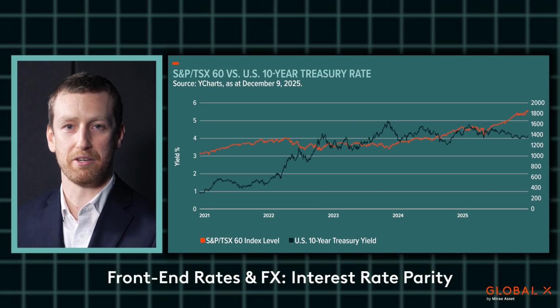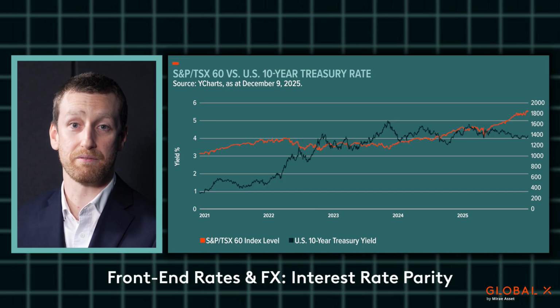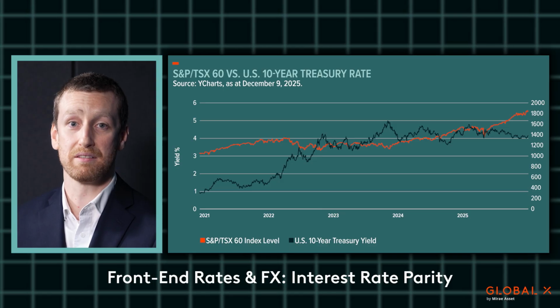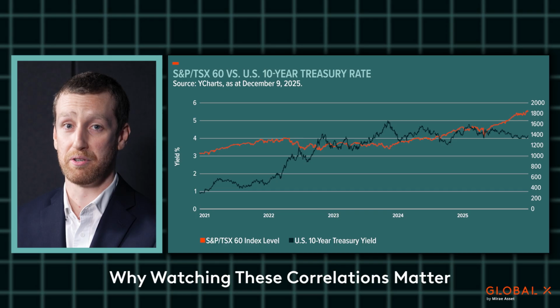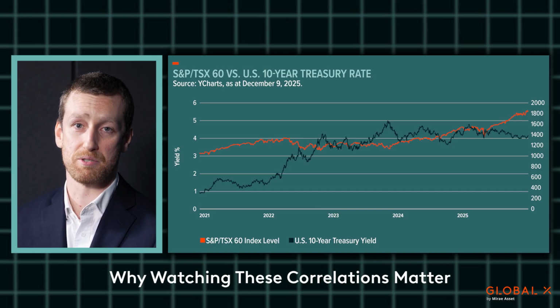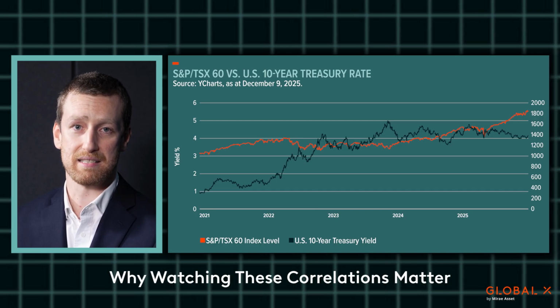A major factor in currency markets is the rate differential in the front end of the curve. This is known as the interest rate parity. These are only a few examples, but you can see why it's important to understand and observe correlations between US Treasuries and the Canadian investing landscape.